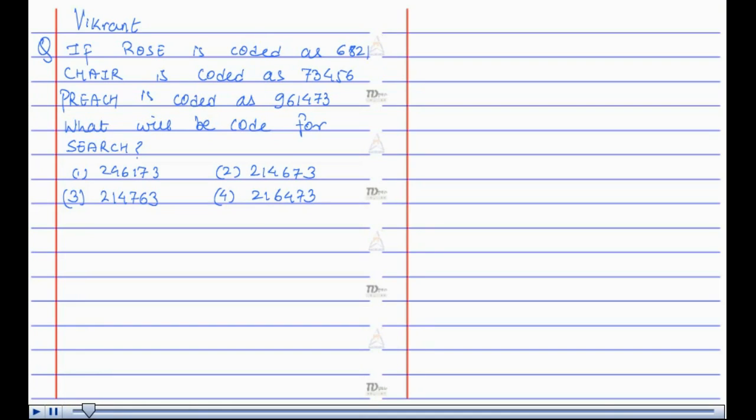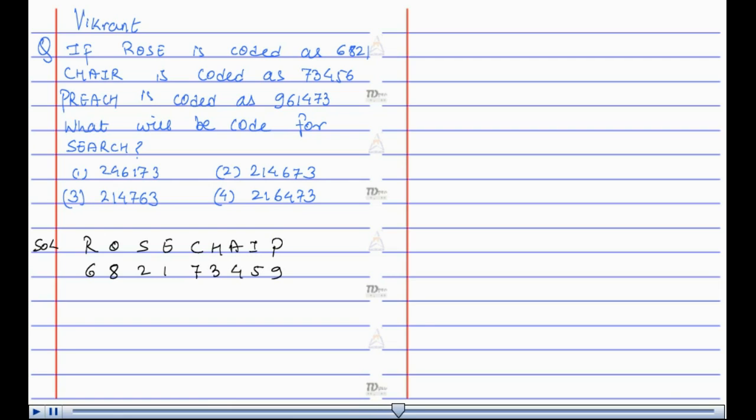Hello, I am Vikrant. The question is, if Rose is coded as 6821, Chair is coded as 73456, Preach is coded as 961473, what will be the code for search? The solution is, we can write the respective codes as Rose, then we have for Chair, that is CHAI, R is already here, then we have for Preach, that is PREACH is already here. So we can write the respective code as Rose is 6821, then we have for Chair, that is 7345, and then for Preach P is 9.